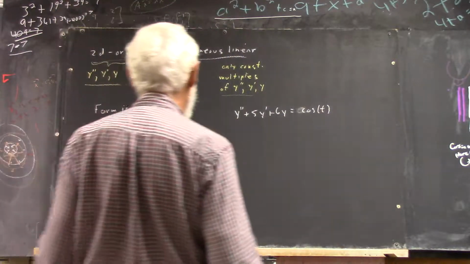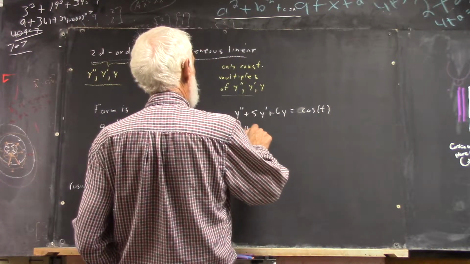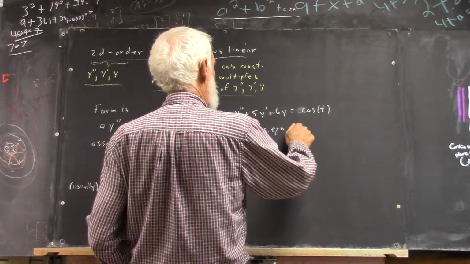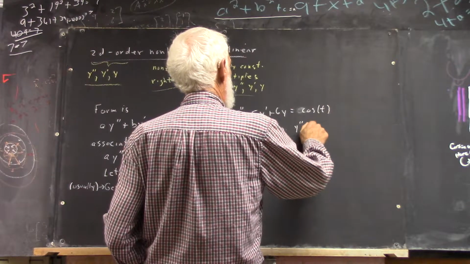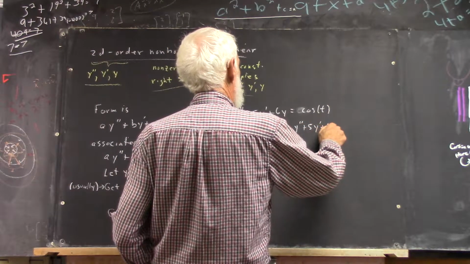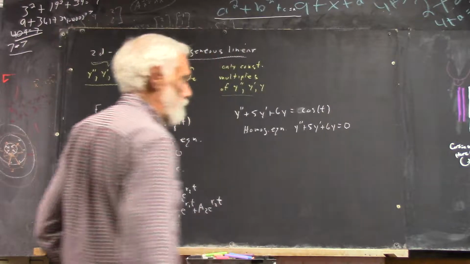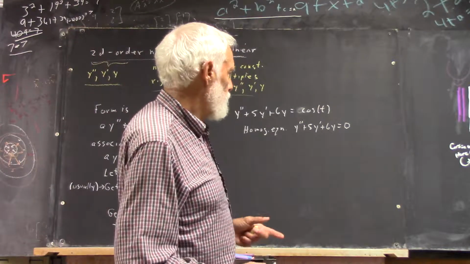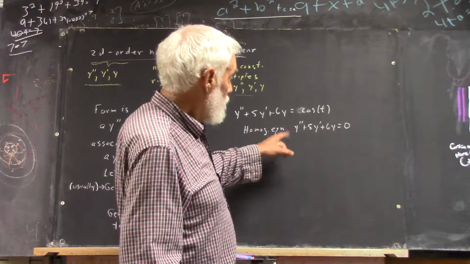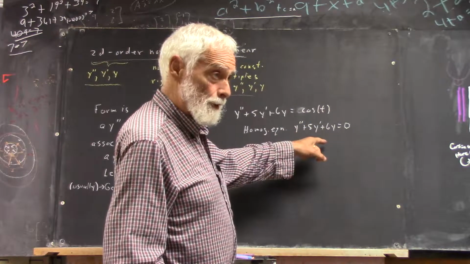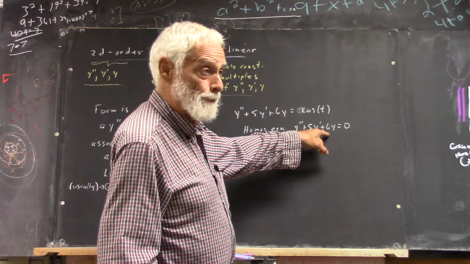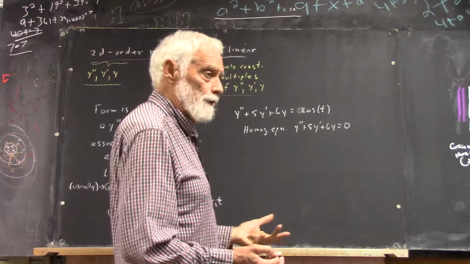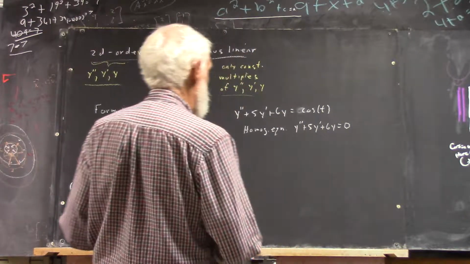Now, the homogeneous equation is y double prime plus 5y prime plus 6y equals 0. And you understand from the homework that if you put in e to the rt, you're going to get r squared plus 5r plus 6. And that's going to factor into r plus 3 and r plus 2, giving you solutions negative 2 and negative 3.